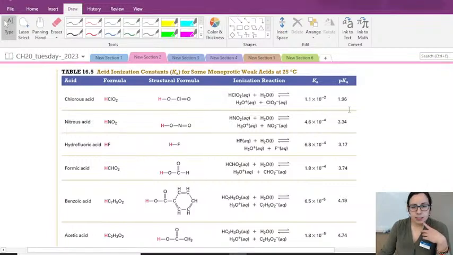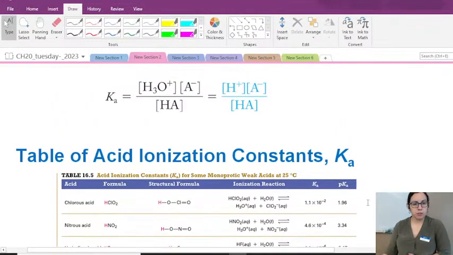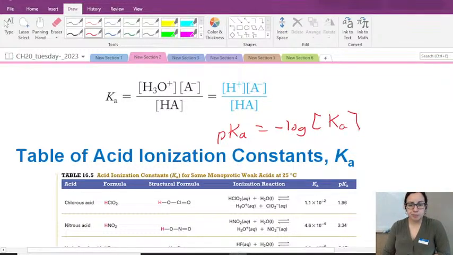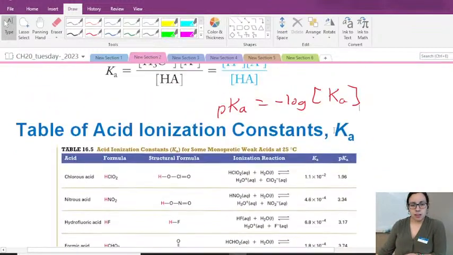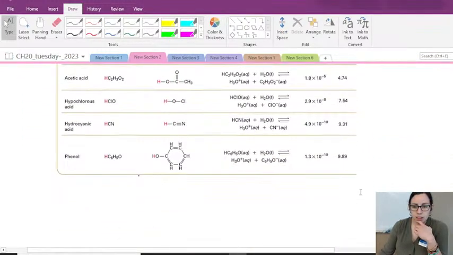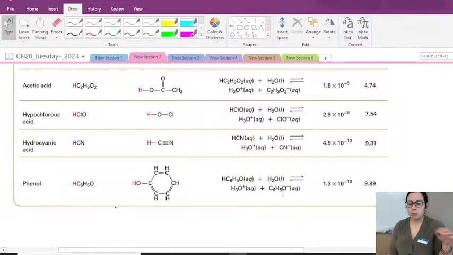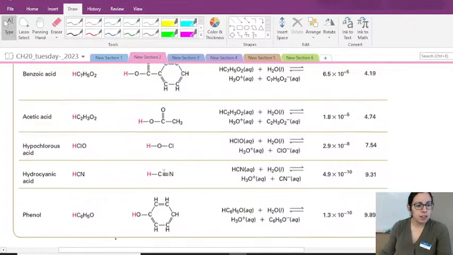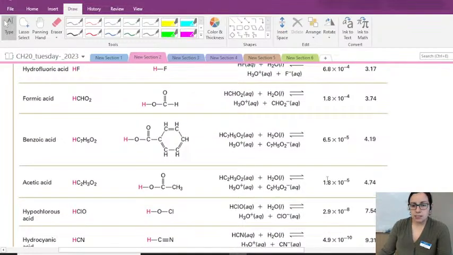We have chlorous acid, and notice our pKa. Well, let's first write out our relationship. What the heck is pKa? pKa is equal to the negative log, base 10, of our Ka. The smaller the pKa, the stronger the acid. As our pKa gets larger, our acid gets weaker, and you can tell that with our equilibrium constant. Notice phenol is a pretty weak acid, an organic compound, and there's acetic acid.